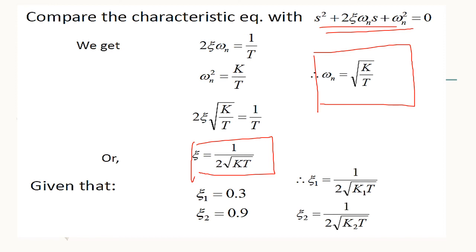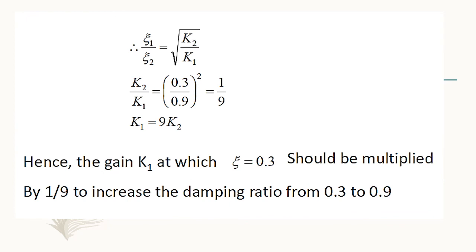So the given value is that zeta should vary from 0.3 to 0.9. So I have zeta 1 is equal to 1 divided by 2 root k1 into T, and zeta 2 is equal to 1 divided by 2 root k2 into T. So the value I get is k1 is equal to 9 times k2. Hence the gain k1 at which zeta is equal to 0.3 should be multiplied by 1 divided by 9 to increase the damping ratio from 0.3 to 0.9.